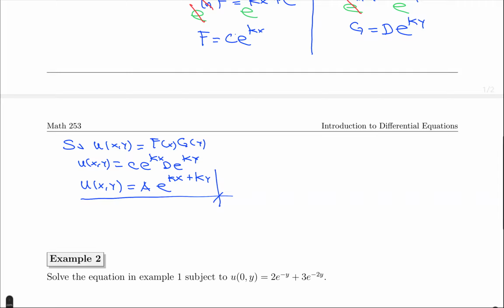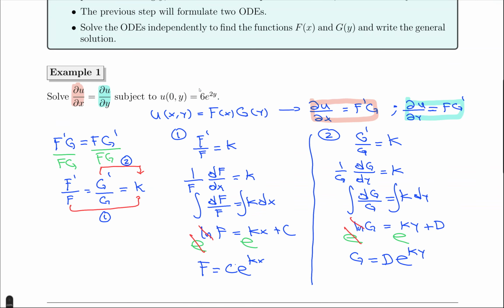All right. Now, how do we find the particular solution? Well, to find a particular solution, we would need an initial condition. We would need a condition. And actually, that's given with the problem, isn't it? So in this case, the condition is u(0, y) = 6e^(2y).